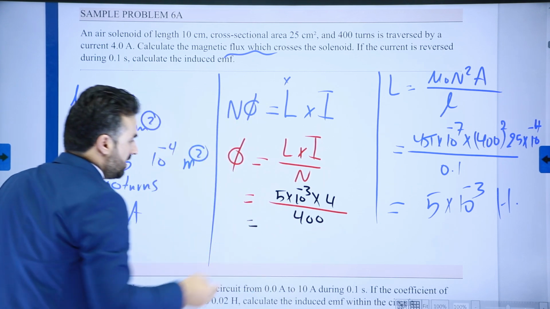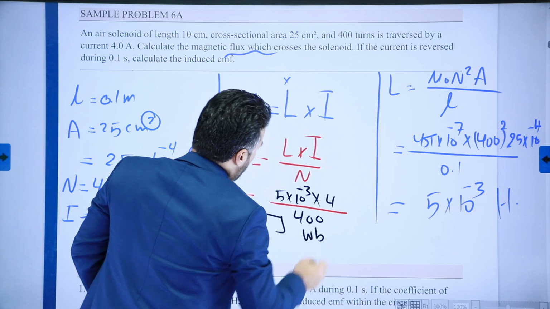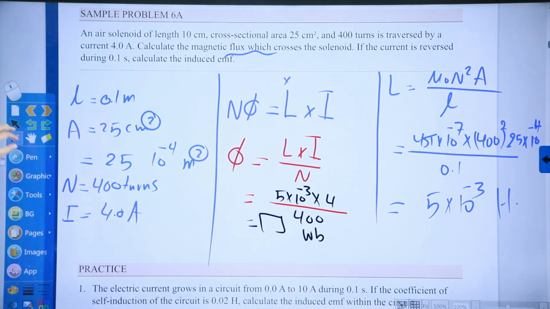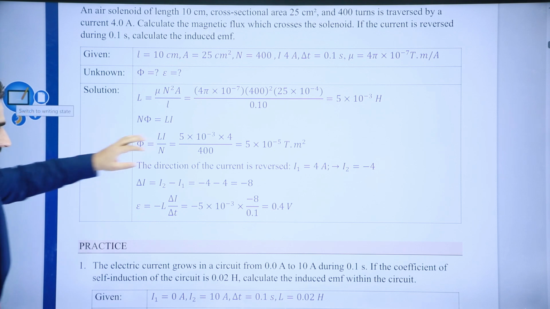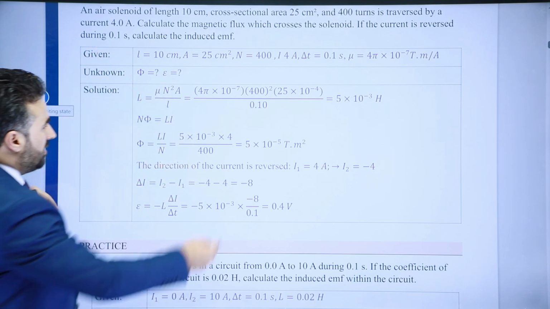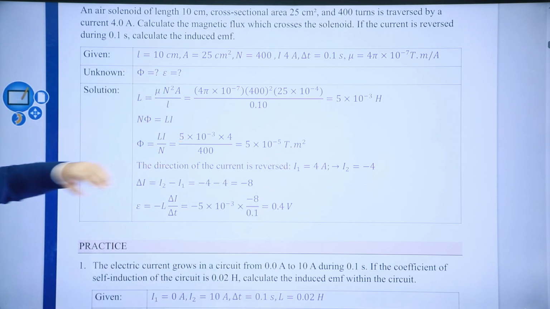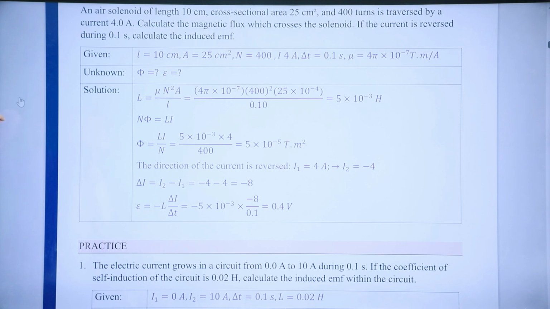And of course, you do the math, you will find the magnetic flux. And this magnetic flux has to be in Webers because you've learned that magnetic flux is in Webers. That is for this one right here. So basically it's going to be 5 times 10 to the power negative 5. Keep that number in mind as well.